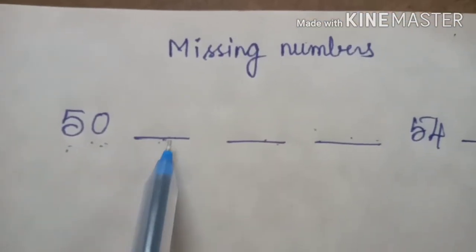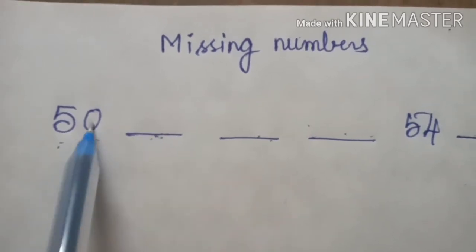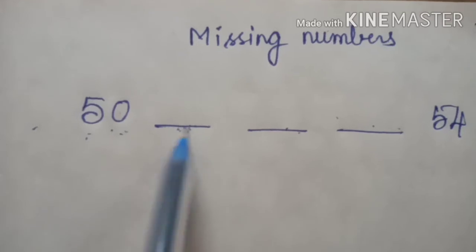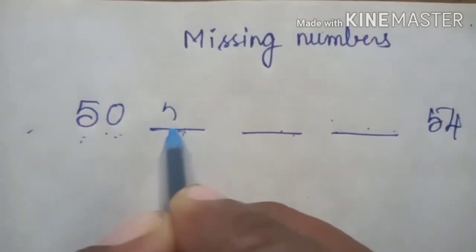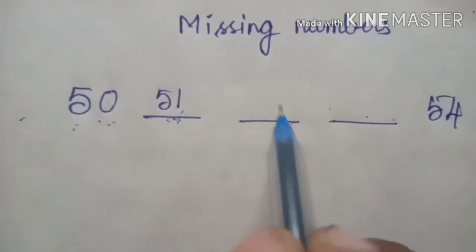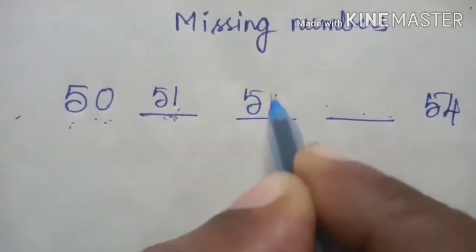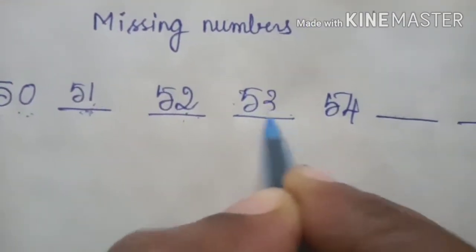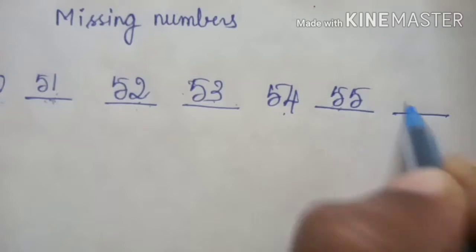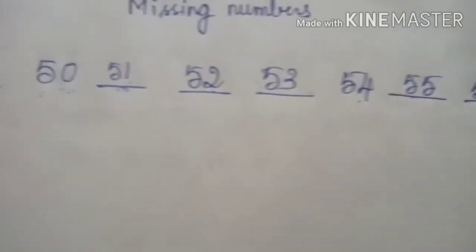Just check the position of the blank. Where is the blank? Is it after the number or before the number? Yes, it is after the number, so you have to write the next number. So 51. Again check the next blank. It is also next to the number. So 52, 53, and 54 they have already given. So 55 and 56. Okay children.